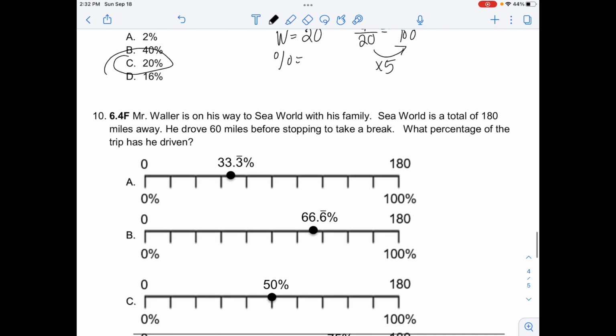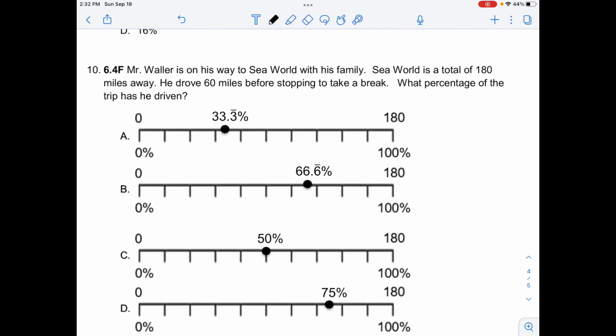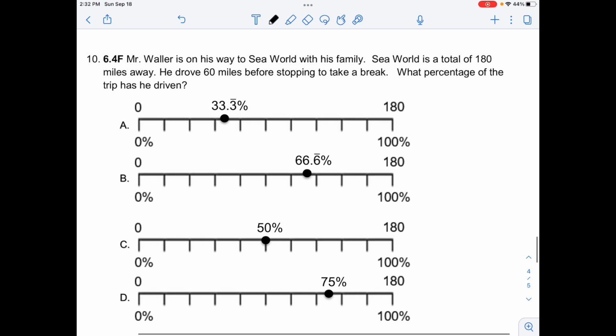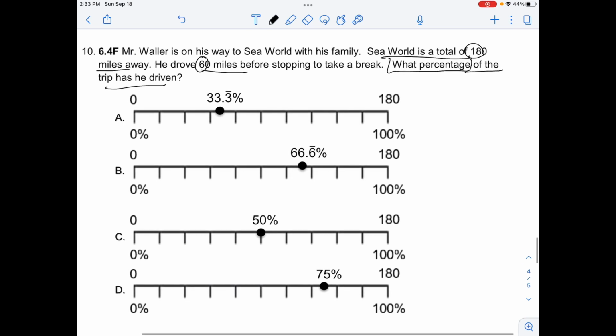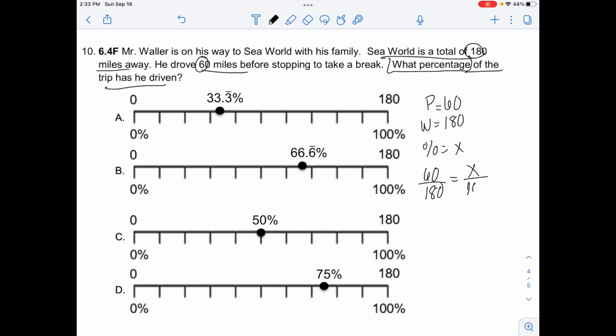All right, last one, number 10. Mr. Waller is on his way to SeaWorld with his family. SeaWorld is a total of 180 miles away. He drove 60 miles before stopping to take a break. What percentage of the trip has he driven? Okay, so this is still going to be a part, whole, percent. Now, the part he has driven is 60 miles out of the 180, and we are looking for the percent. So I'm going to have 60 over 180 equals X over 100.